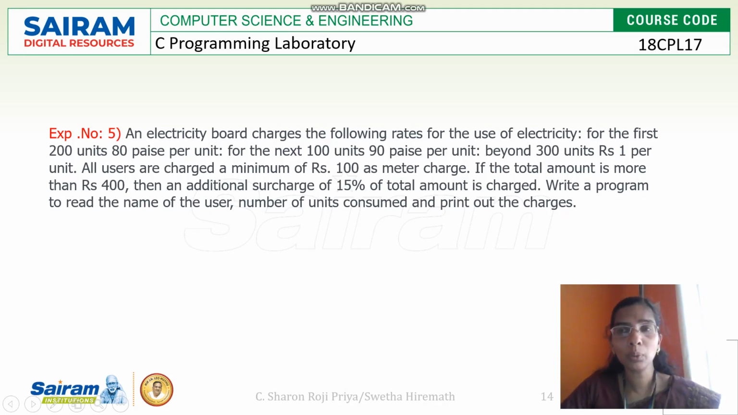If the total amount is more than 400, then an additional surcharge of 15% of the total amount is charged. Write a program to read the name of the user, number of units consumed and print out the charges.